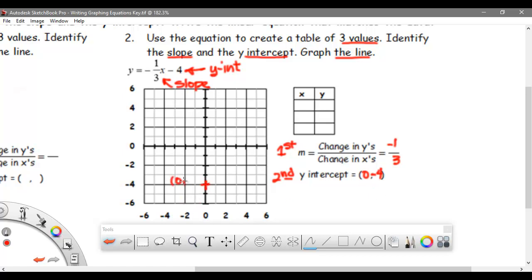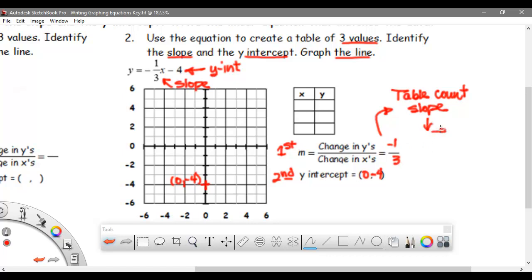Now remember, the y-intercept is the point on our y-axis. Wherever our line is, it has to intersect that point. So that's why that's so important. So that y-intercept gives us 1 point on the line. Now we're going to use our slope and that y-intercept to fill in the rest of our table. So we're going to start counting the slope from the y-intercept.